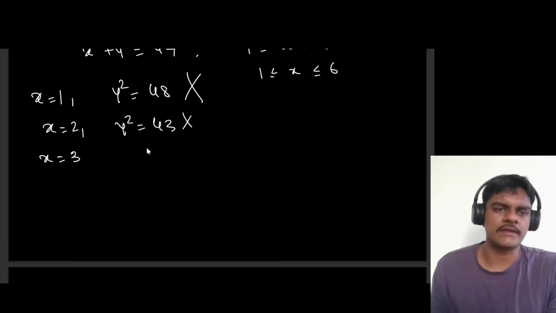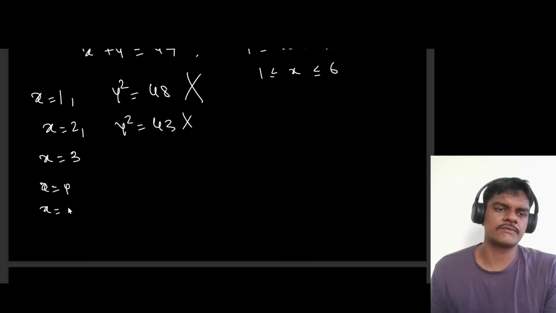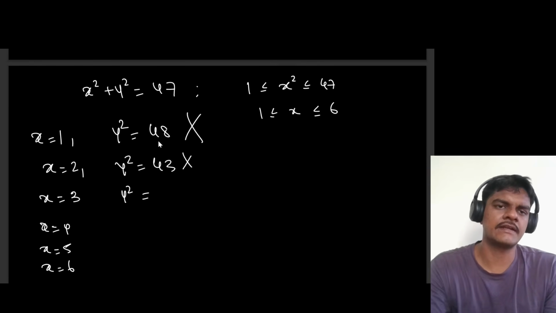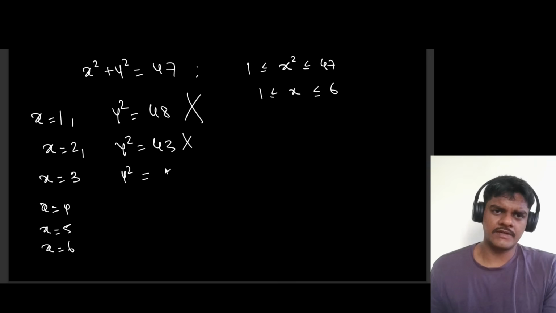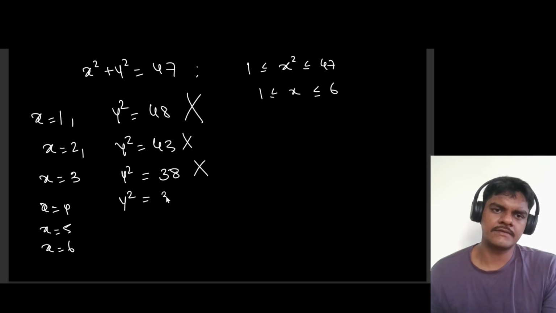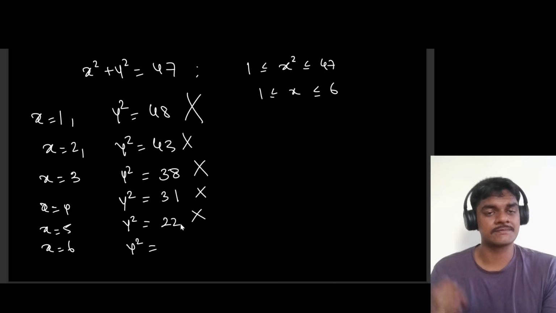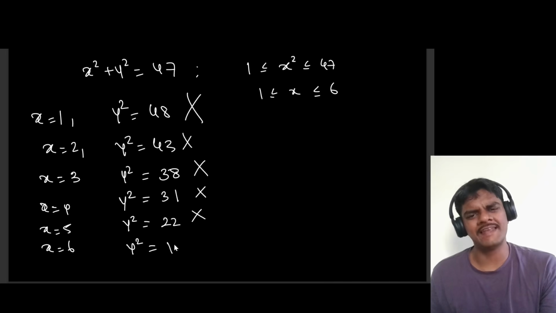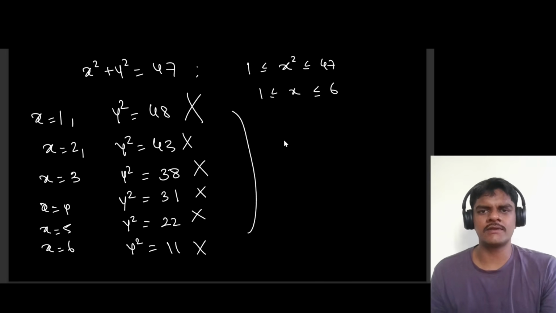X equal to 3. So like this, you keep on going. X equal to 4. X equal to 5. X equal to 6. That's it. So here y square equal to, you're subtracting 9. So that will be 38. No solution. You're subtracting 16. So that will be 31. No solution. Subtracting 25. That will be 22. No solution. Subtracting 36. If you subtract 36, it will again be 11. No solution. So overall, there is no solution.